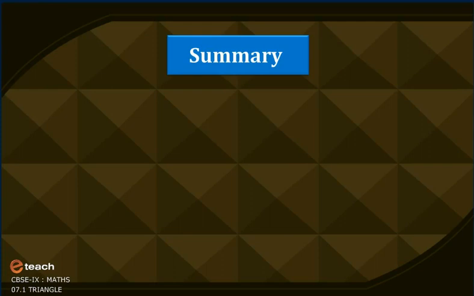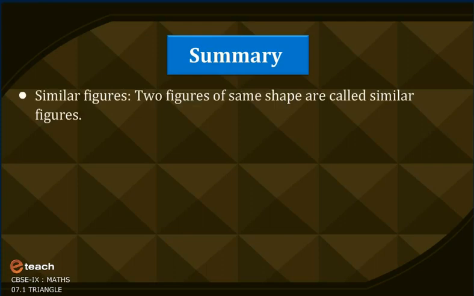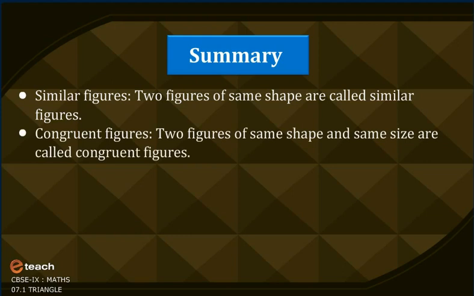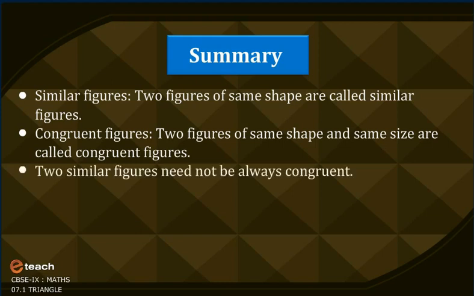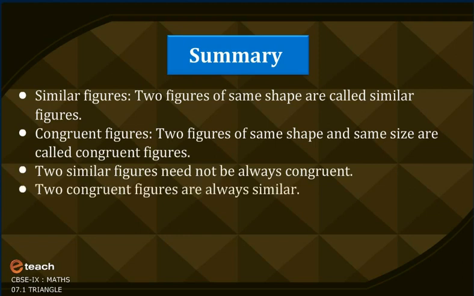Summary. Similar figures: two figures of same shape are called similar figures. Congruent figures: two figures of same shape and same size are called congruent figures. Two similar figures need not be always congruent. Two congruent figures are always similar.